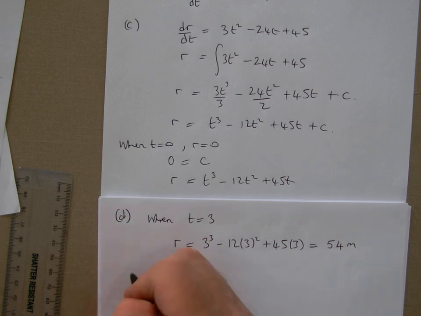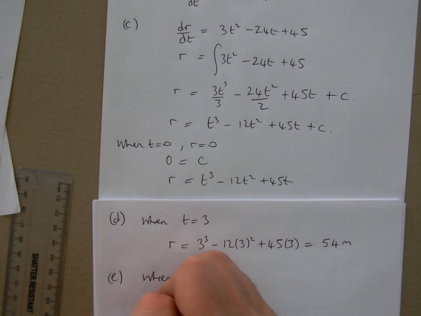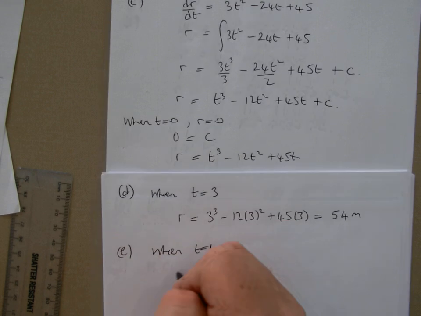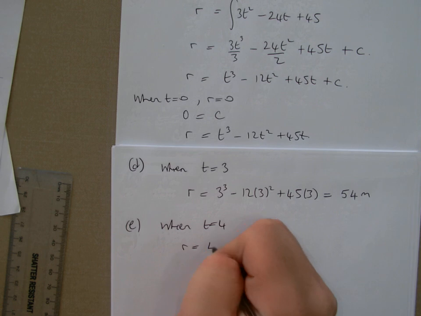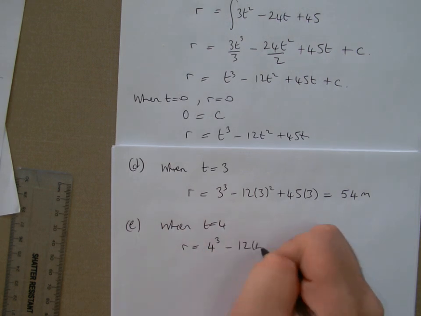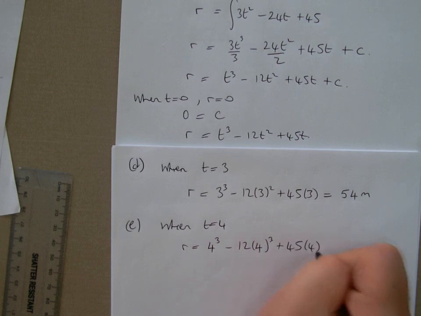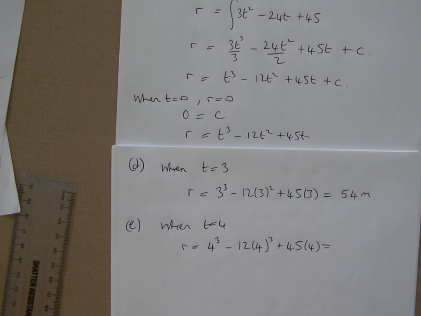Let's have a look then at part E, when t is 4. It's asking for the distance travelled when t is 4, so an extra second. I type that into my calculator, going back on the replay button and changing everything to a 4. It comes out to be 52 meters.